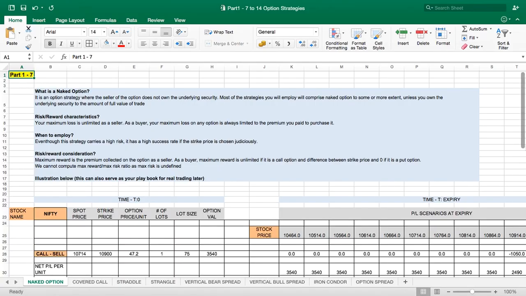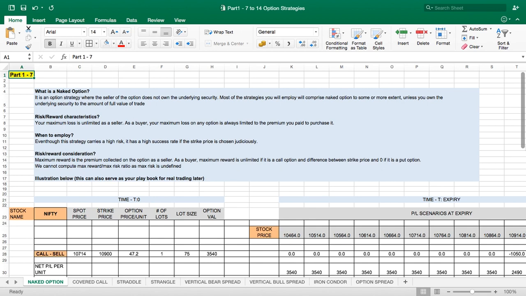So, what is a naked option? Very simply put, if you are the seller of the option and you do not own the underlying security, it becomes a naked option. To put it more intuitively, think of selling an option where you do not have a hedge. So if you already own the underlying security, let's take an example.